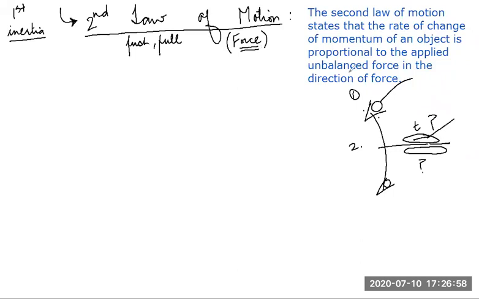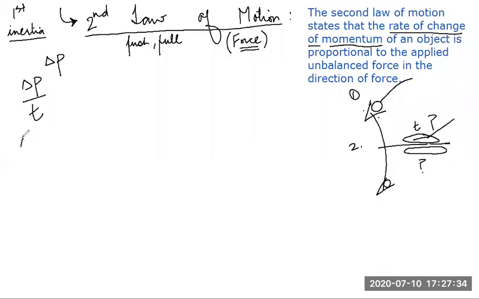Wonderful formula. The second law of motion states that the rate of change of... We already know what rate of change of something is: something divided by time. Now, what should be divided by time? Rate of change of momentum. So first we should know the change in momentum, and then we'll find the rate of change of momentum. The change in momentum is delta P, and delta P by t would be the rate of change of momentum.